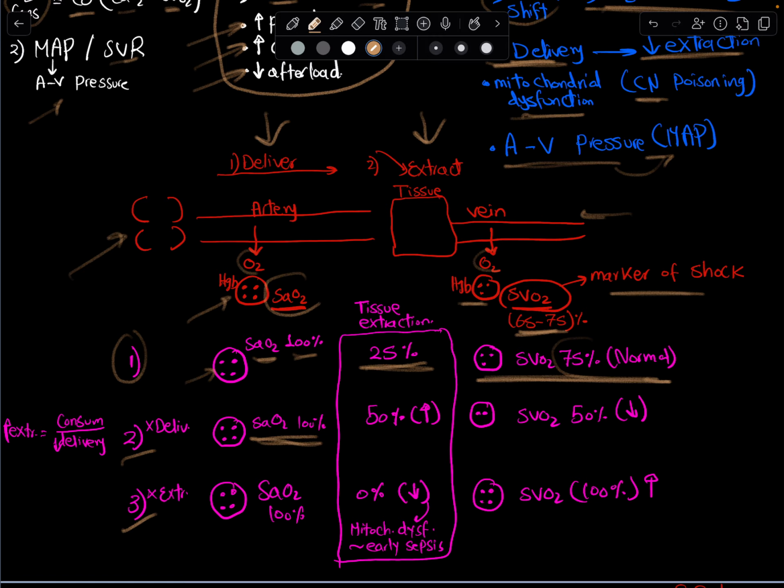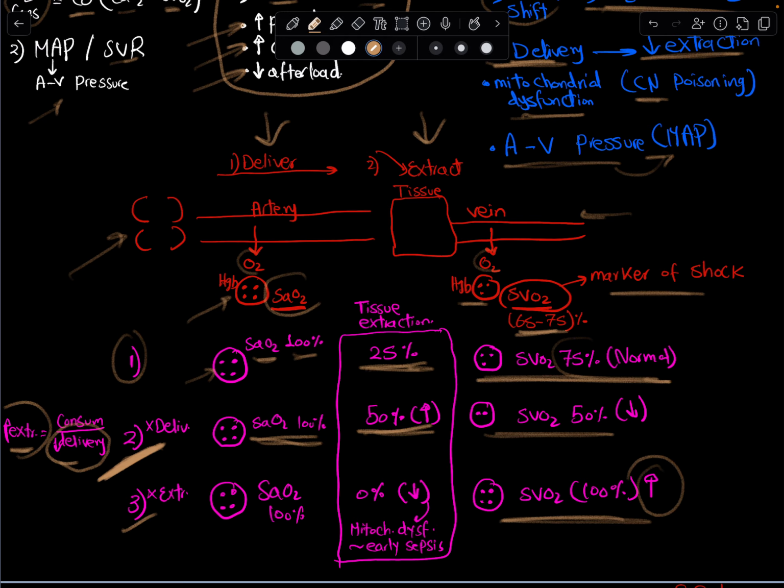Example number three, again, you have an artery with SaO2 of 100%. You look on the other side, you find an SvO2 of 100%. This means the SvO2 is high, right? That means the tissue extraction was almost zero. The tissue didn't extract any oxygen because you have an artery with SaO2 100, and on the other side, you have the vein with oxygen saturation 100 as well. So this means the tissue is not able to extract.